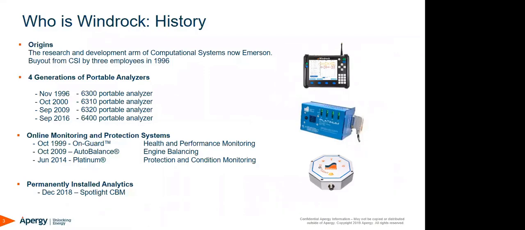We also have our online monitoring systems. We have our 1st generation, which was the OnGuard system. It was followed by the Auto Balance for continuous automatic engine balancing, and most recently our Platinum system, which displays truly live continuous data. And then we have our permanently installed analytics systems, which is Spotlight. We have both Spotlight for the compressor, Spotlight for a high-speed engine, and then we have our newest, which is Spotlight Engine Data Link.